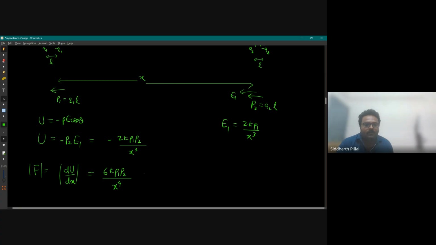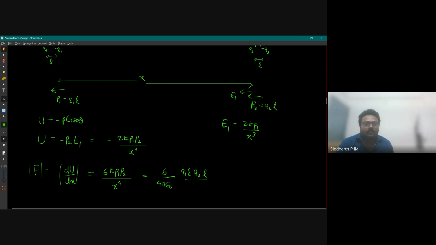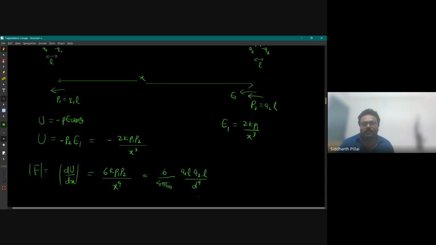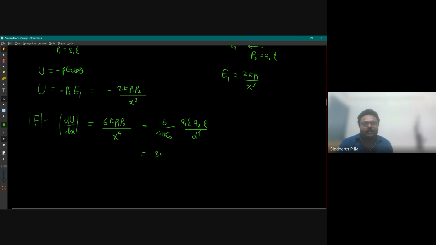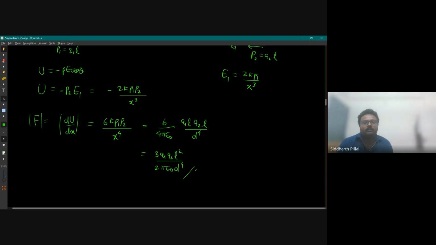Okay. 6K means 6 by 4 pi epsilon naught. P1 and P2, I can write it back as Q1L into Q2L by, now I'll put x equals to d. So I'll get d to the power 4. So what is my final answer? 3Q1 Q2L square by 2 pi epsilon naught d to the power 4. That is your answer.